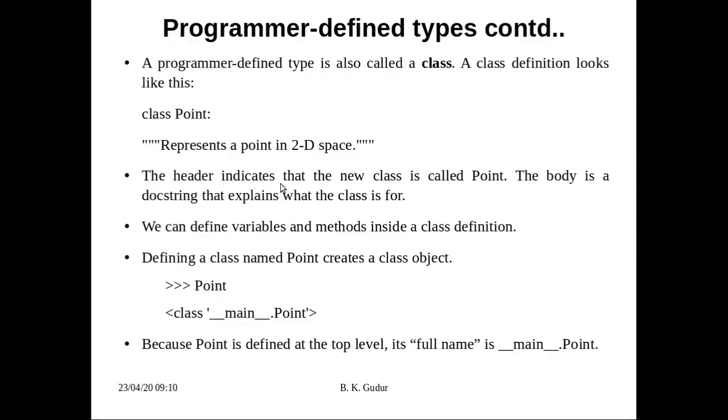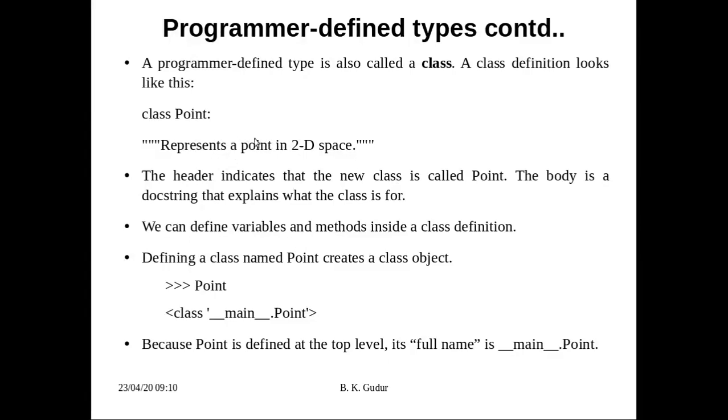Okay, the header indicates a new class called Point, which means this is a new class whose name is Point. The body is a docstring that explains what the class is for, meaning for what purpose this class is created. It is going to tell us that this represents a point in two-dimensional space. We can define variables and methods inside the class definition.